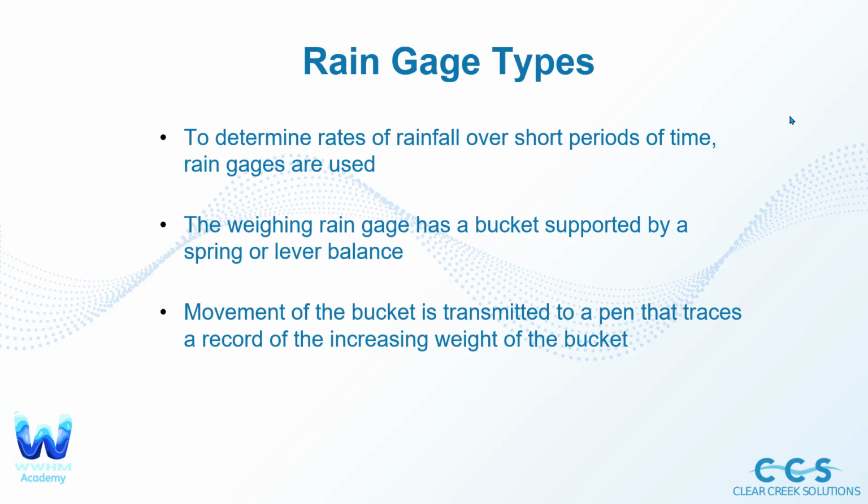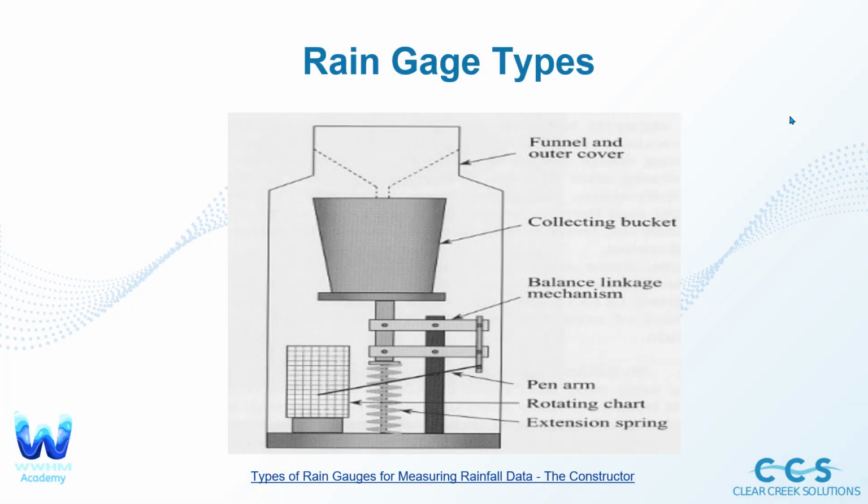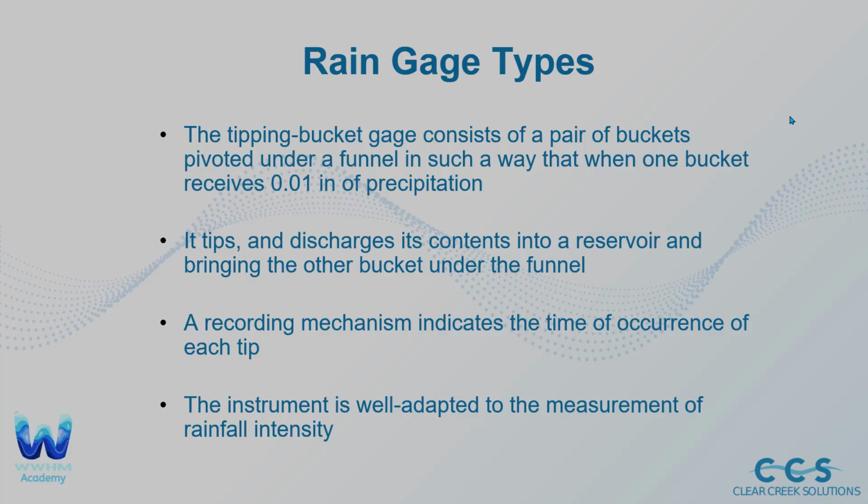So we're going to talk about some common rain gauge types. The weighing rain gauge has a bucket supported by a spring or a lever balance. Movement of the bucket is transmitted to a pen that traces a record of the increasing weight of the bucket. So, a pretty straightforward way of measuring it. Now here's an example of the weighing rain gauge. You can see there's the funnel and outer cover, then there's the main collecting bucket, which is going to weigh the amount of water inside the bucket, and then there's the pen arm, which is going to be marking on this graph how much the rain gauge is weighing. So that's the basic concept behind a weighing rain gauge. Pretty simple, but an effective way to measure the rainfall.